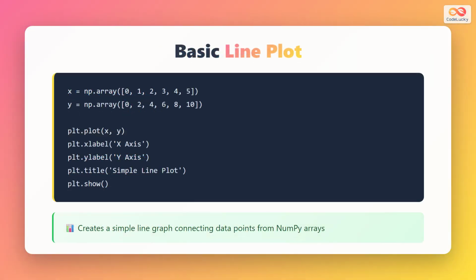Let's create our first visualization, a basic line plot. We start by creating two NumPy arrays. The X array contains values 0 through 5, and the Y array contains their doubles, 0, 2, 4, 6, 8, and 10. To create the plot, we use plt.plot, passing in our X and Y arrays. We then add labels to our axes using xlabel and ylabel and give our plot a title with plt.title. Finally, plt.show displays the visualization. This creates a simple line graph that connects all our data points, showing the linear relationship between X and Y.